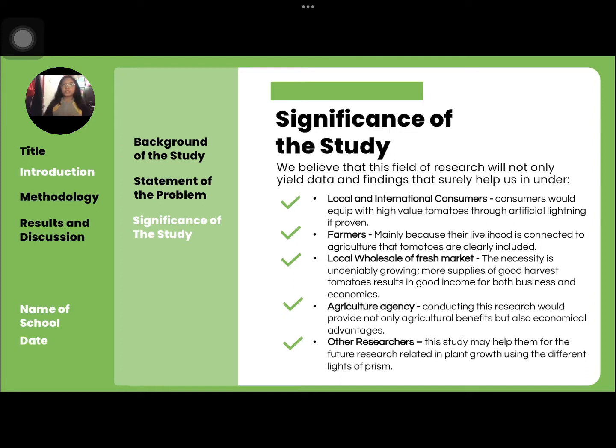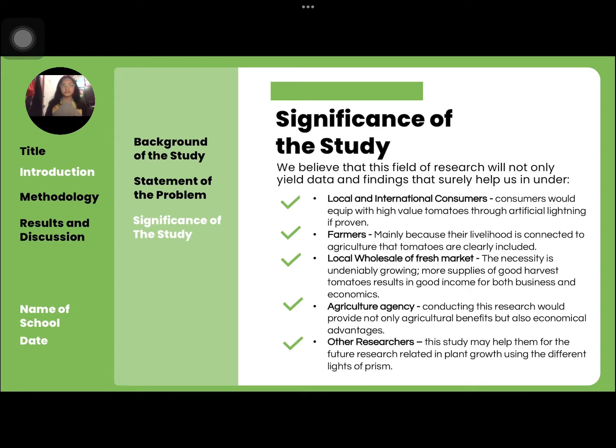For the farmers, mainly because their livelihood is connected to agriculture, tomatoes are clearly included. For the local wholesale or fresh market, the necessity is undeniably growing. More supplies of good harvest tomatoes result in good income for both businesses and economies. For the Agriculture Agency, conducting this research would provide not only agricultural benefits but also economic advantages.